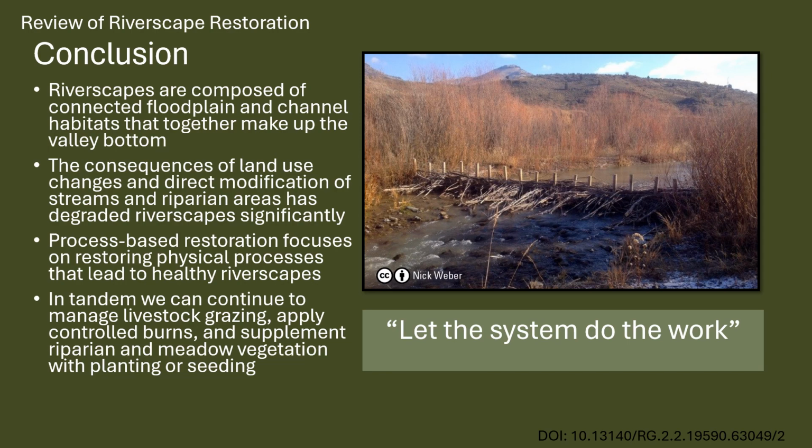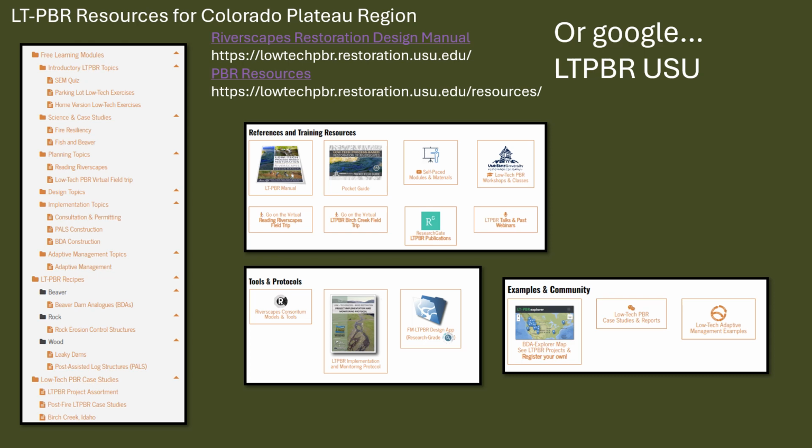Scientists have found that in tandem with installments, priority should also be taken managing livestock grazing, applying controlled burns, and supplementing riparian and meadow vegetation planting.